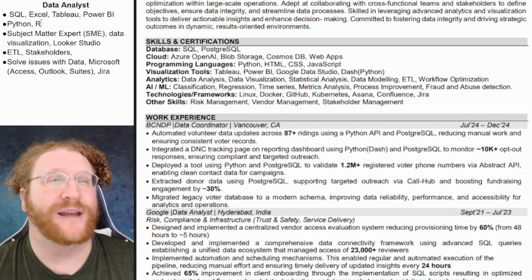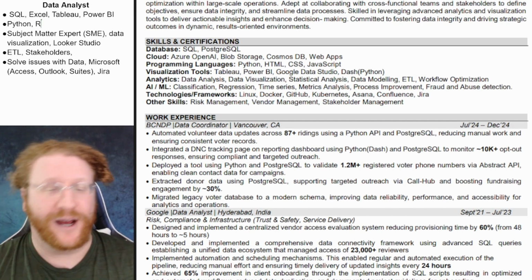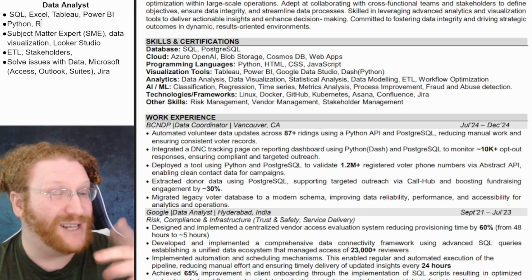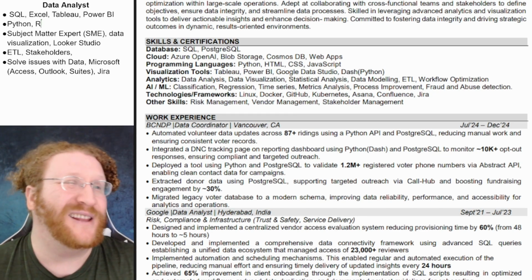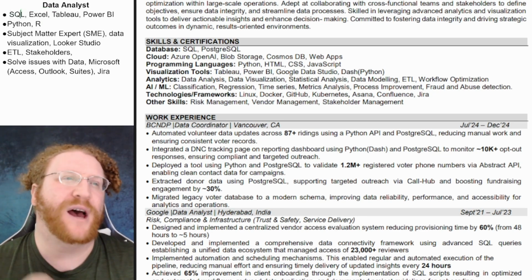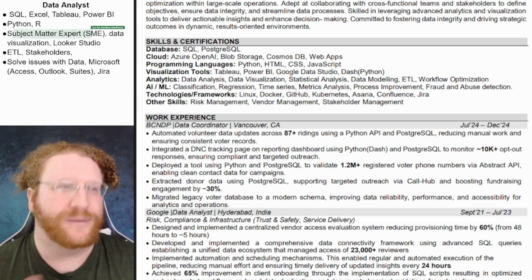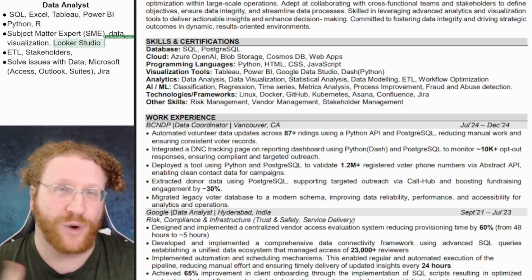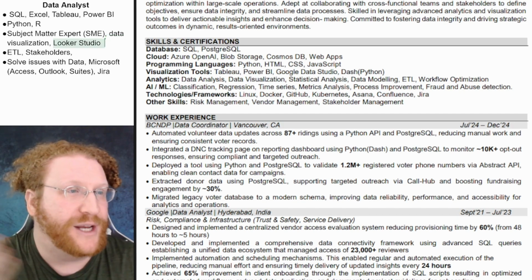This is a data analyst resume in Canada. So the keywords between the US and Canada for data analyst are mostly the same, but I had to update the list a little bit. So we're going to look for SQL, Excel, Tableau, Power BI, Python, R, that you are a subject matter expert, that you've used data visualizations. Looker Studio is more Canada-based, apparently. I have no idea why, but it is.